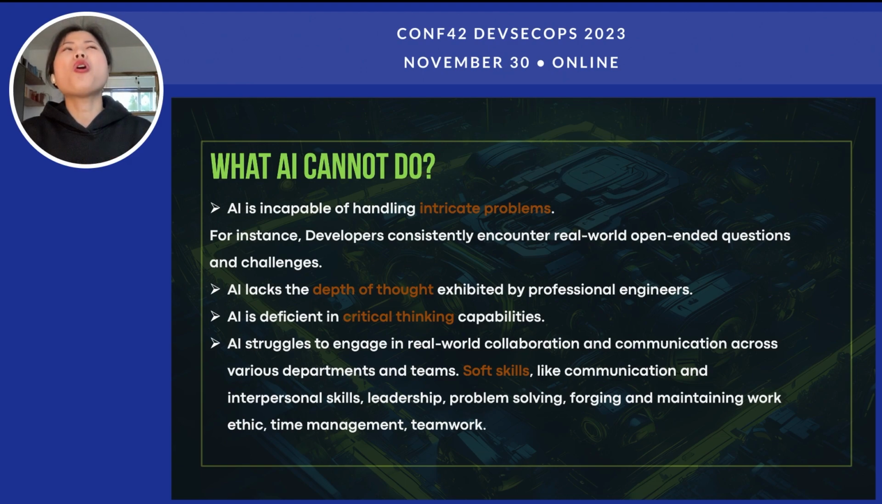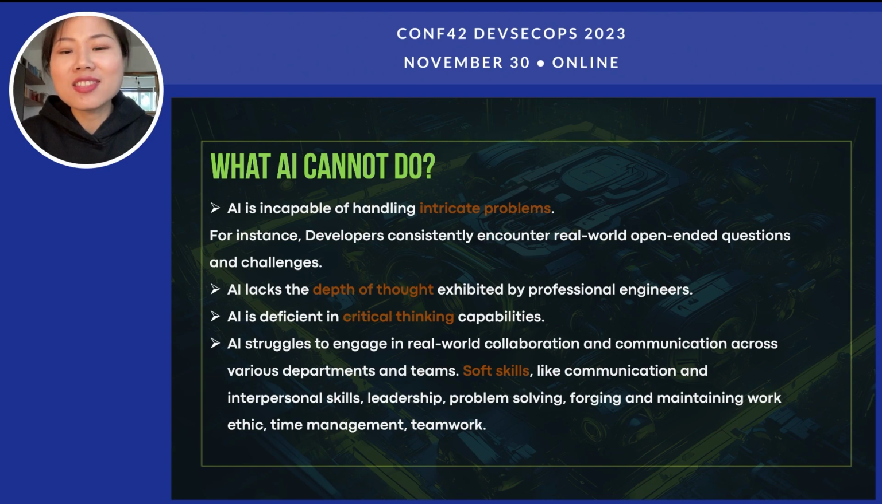Now you may feel very worried about our role, our job. But here is what AI cannot do. AI cannot do a lot of things, but I will focus on these 4 parts. So first, AI is incapable of handling intricate problems.